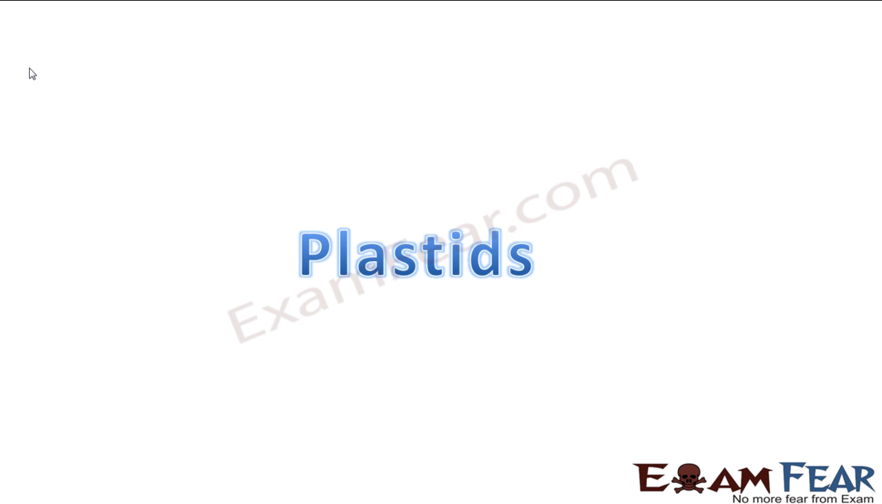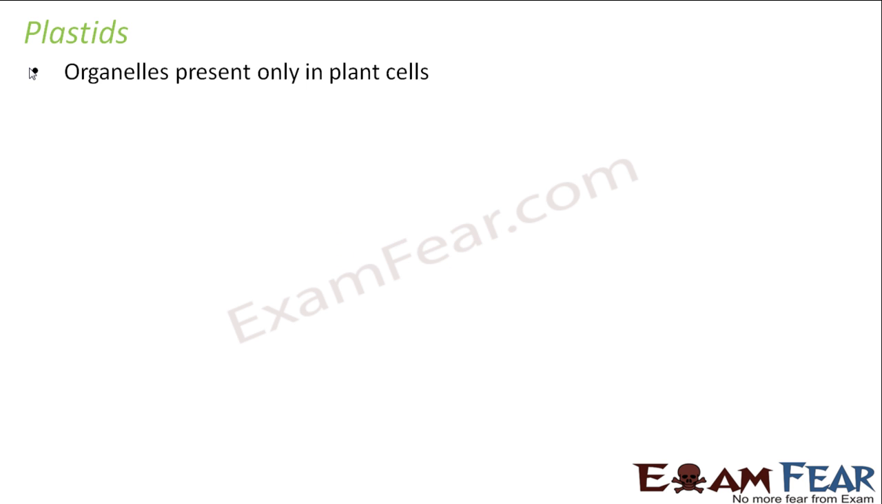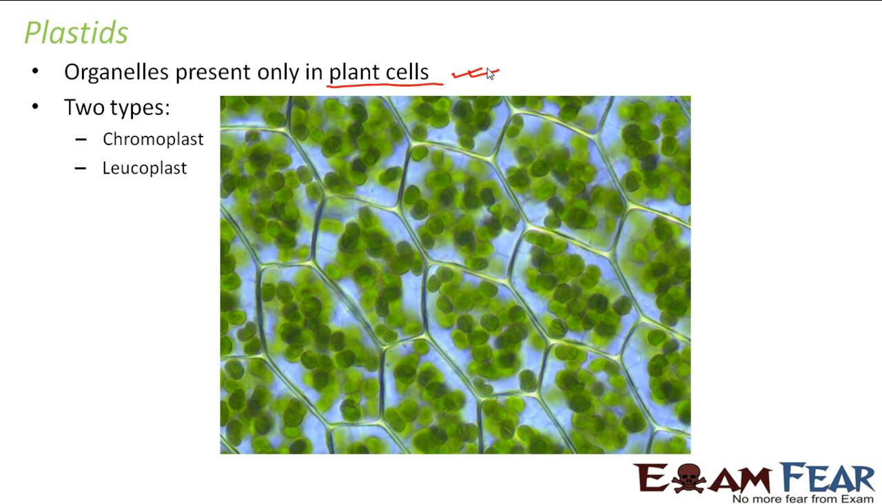We will now talk about plastids. What are plastids? Organelles present only in plant cell. That is the most important point, because we do not see plastids in animal cells. So it is very, very important to make a note that plastids are present only in plant cells. There are two types of plastids. One is chromoplast and the other one is leucoplast. So this is the microscopic view of a plastid. Under the microscope it looks somewhat like this. Okay, we will talk about all those things.